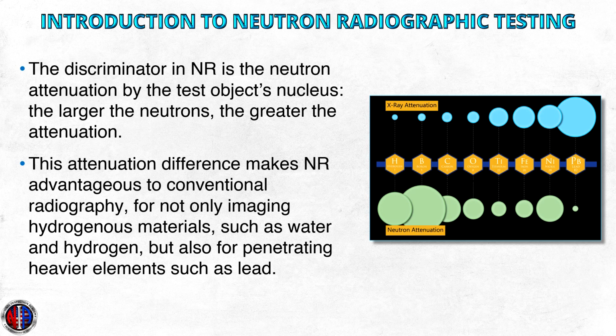It is this attenuation difference that makes neutron radiography advantageous to conventional radiography for not only imaging hydrogenous materials such as water and hydrogen, but also for penetrating heavier elements such as lead. In determining whether neutron radiography will complement existing RT requirements, variables such as cost, quality, mobility, neutron yield, and time must be taken into consideration.